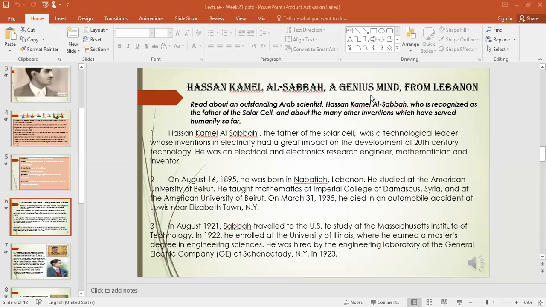He was hired by the engineering laboratory at the General Electric Company at Schenectady, New York in 1923. So, see, in a very short period of time, he did many achievements and he was a great person.